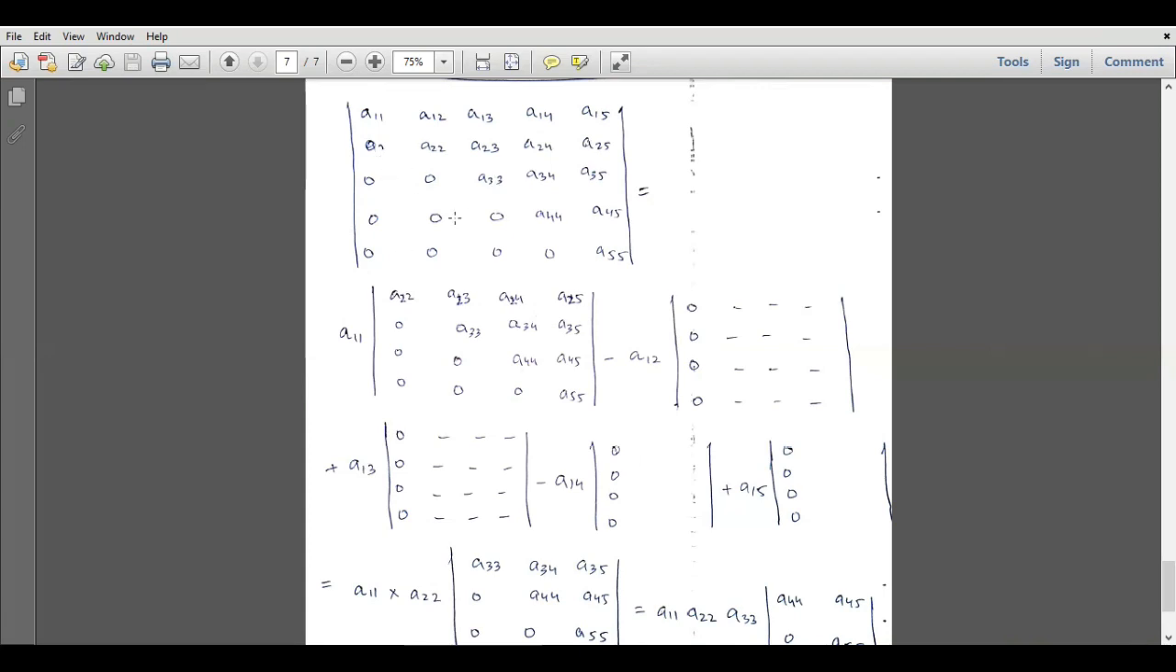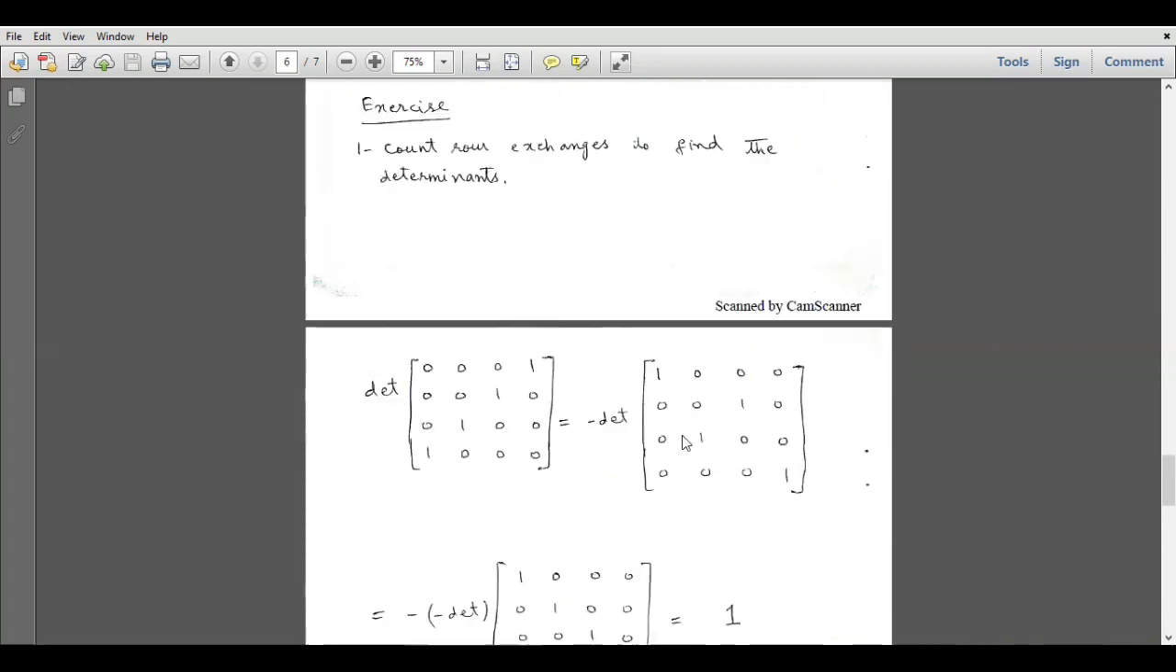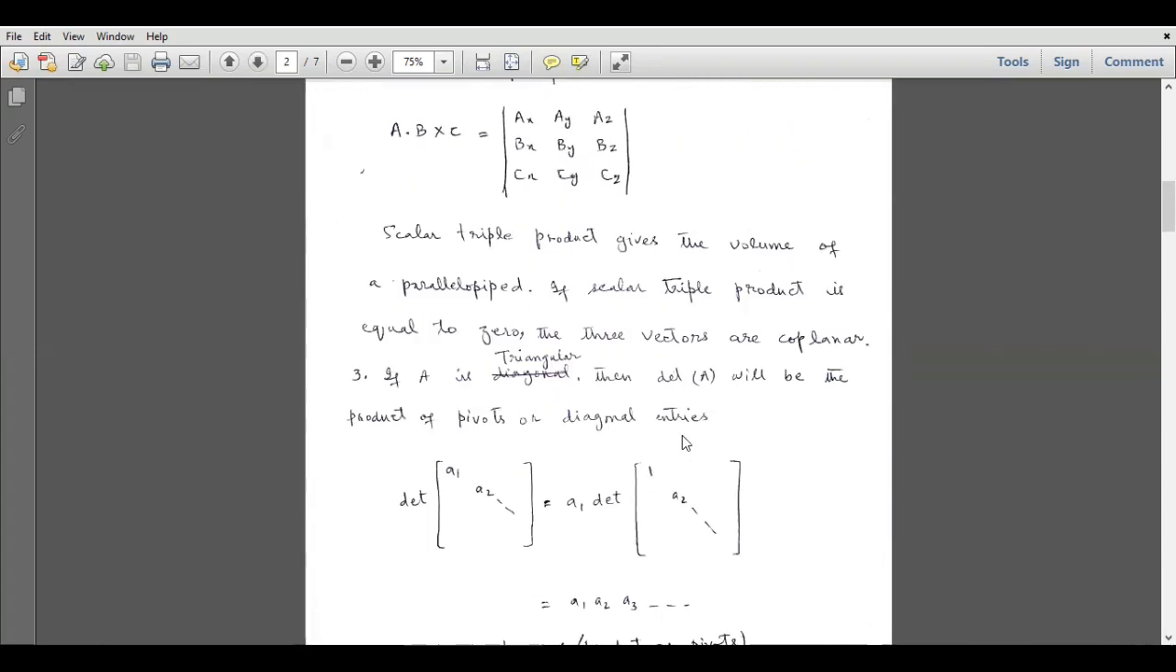column. So the determinant of this matrix can be written as A11 times determinant of this matrix, and the determinant of this matrix can be written as A22 times determinant of this matrix, which I have written over here. So it is equal to A11 into A22 multiplied by determinant of this matrix, and this can be written as A11, A22, A33 times determinant of this matrix, and that is equal to A11, A22, A33, A44 into A55. So this is the product of all the diagonal entries. So that is a small derivation of this property.